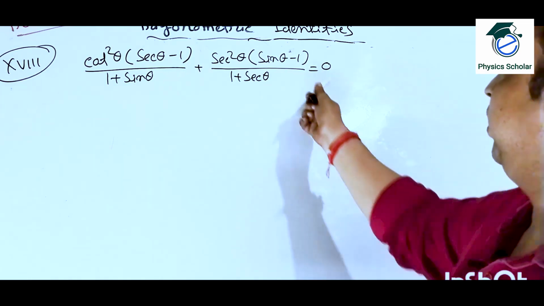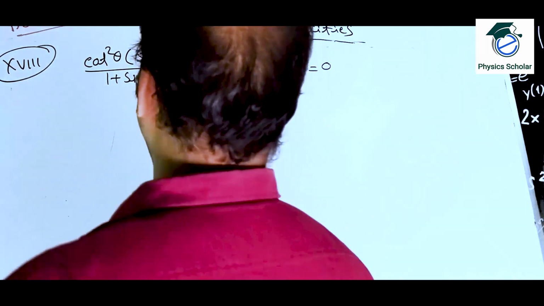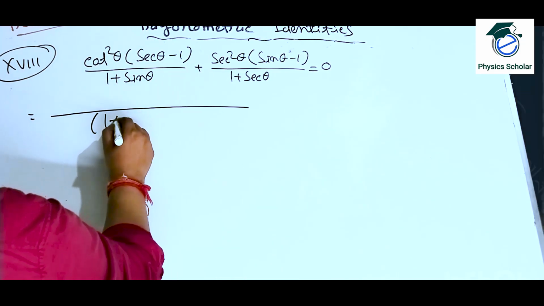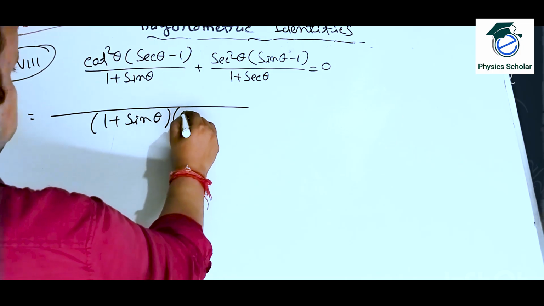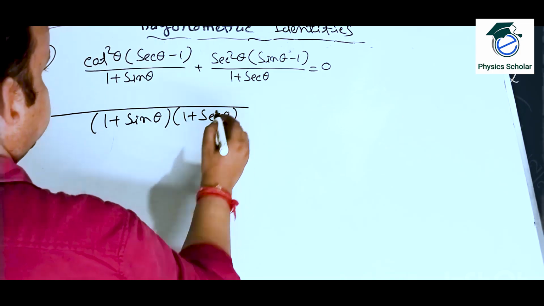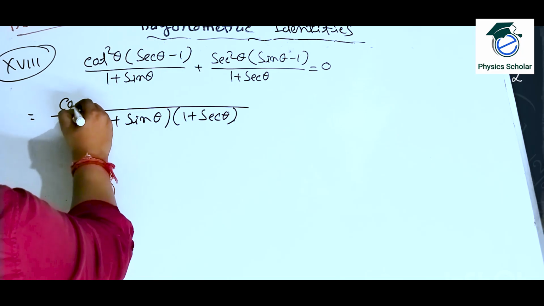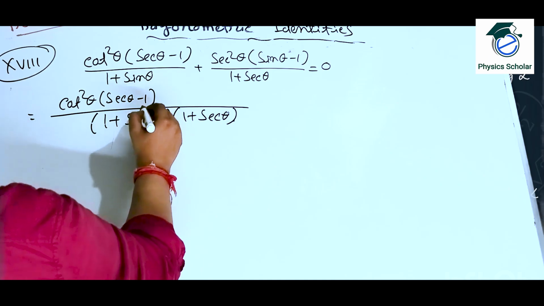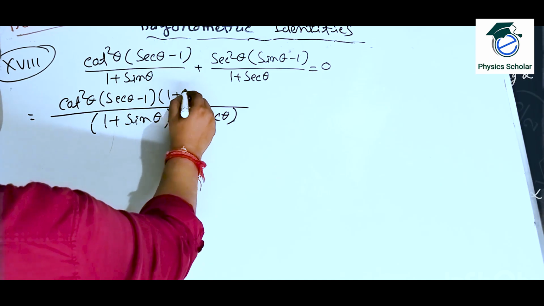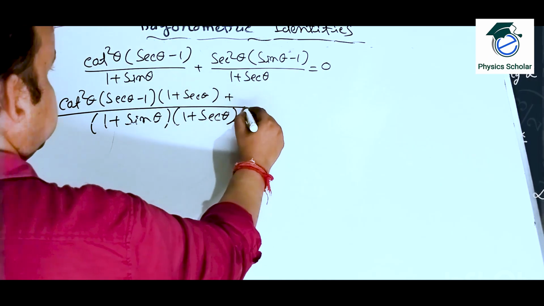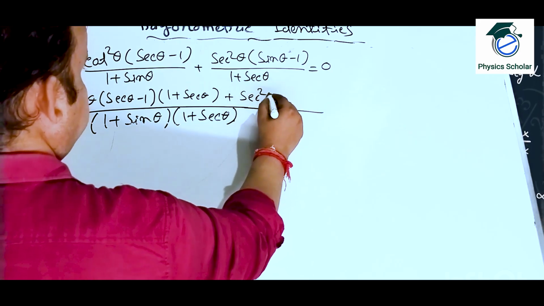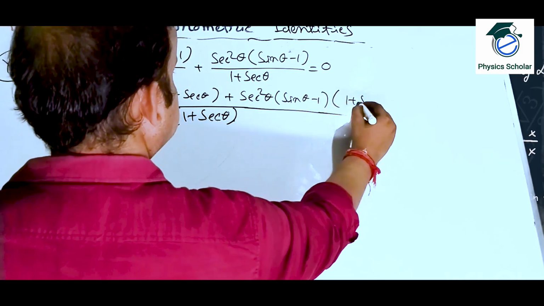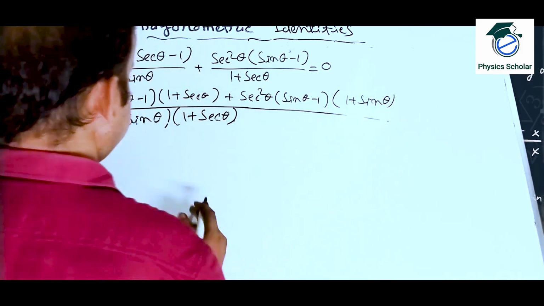Okay, so this we have to prove as 0. So now what we can write? Now let us do the LCM. 1 plus sin theta into 1 plus sec theta. Okay, so it will be what? Cos square theta into sec theta minus 1 into 1 plus sec theta plus what you can write? Sec square theta into sin theta minus 1 into 1 plus sin theta. Okay, LCM.